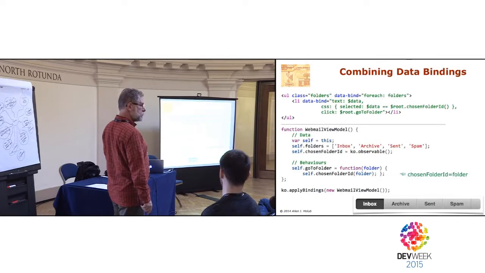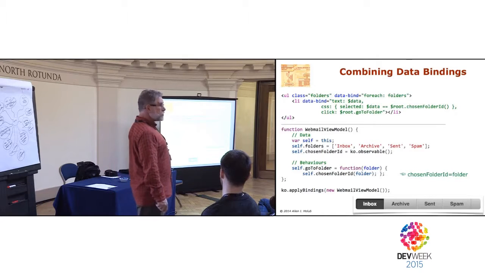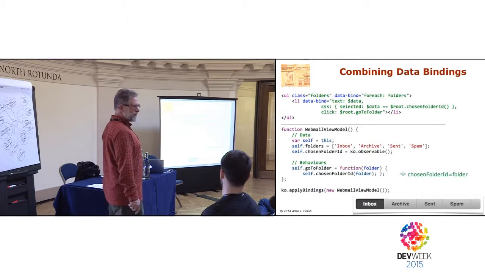Really stupid question. There's only one view model? I wish there could be more than one, but you can't. There's only one view model.